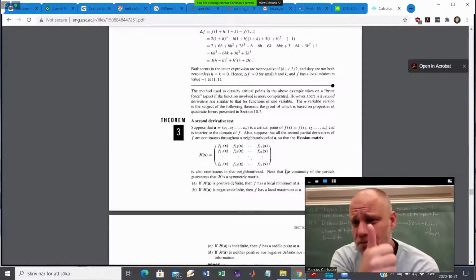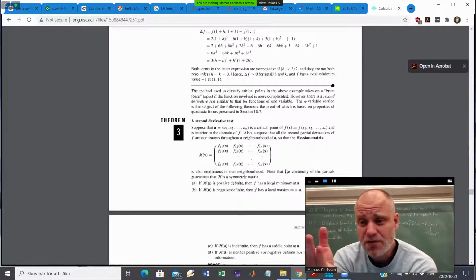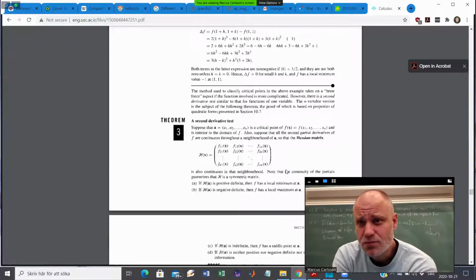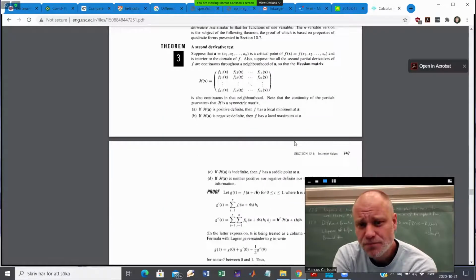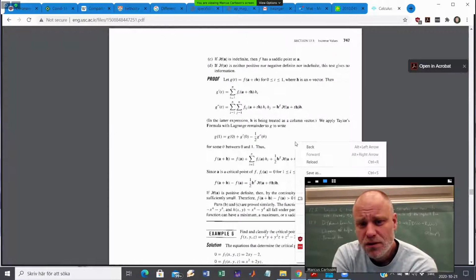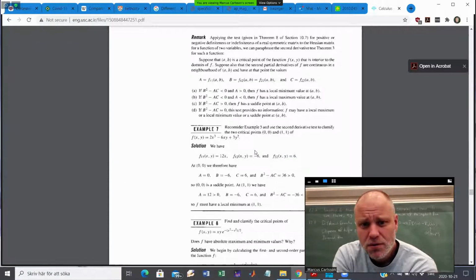So the Hessian can be positive definite, positive semi-definite, indefinite, negative semi-definite, and those semi-definite cases we don't know. So if all eigenvalues, so to speak, are, well, right, so here we have these three cases, right?